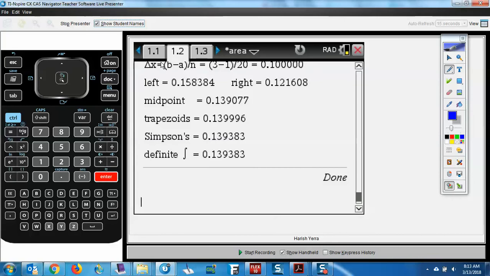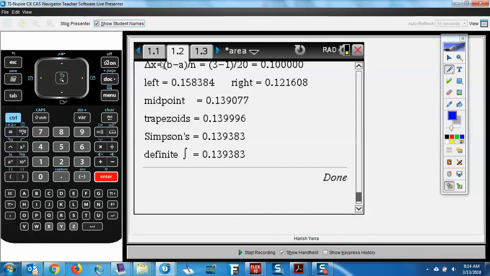Now, Simpson's is not right, though. Simpson's, this would be an M20 or an S20, and they wanted an S40, right? So you got a choice. You could take 2 M20s and a T20, add them up, divide by 3, right? Use that shortcut. Or you could rerun the program and type in a 40 for the number of subintervals. Okay?